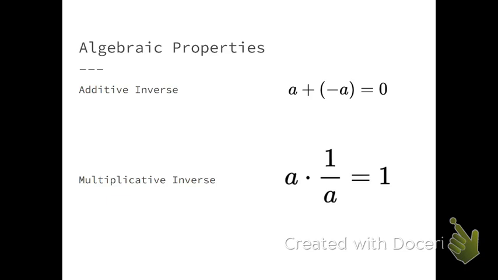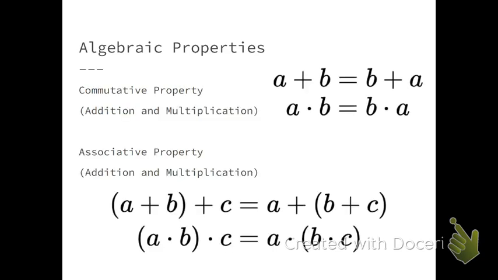Same thing with multiplicative inverse. When you multiply both sides by an inverse, sometimes we get a little sloppy and say it cancels. Really what we mean is that it multiplies to 1. Then we have the commutative and associative properties. And these are true for both addition and multiplication. So this is your commutative property for addition. It says that you can add things in any order and you're going to get the same answer. So for example, 2 plus 3 is 5 and 3 plus 2 is also 5.